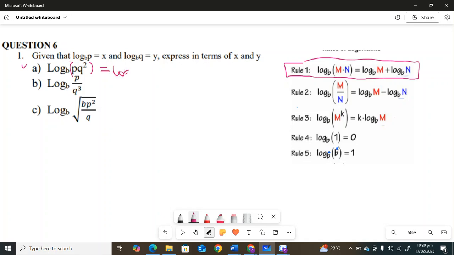log b p plus log b q squared. Before we move further, any questions, colleagues?